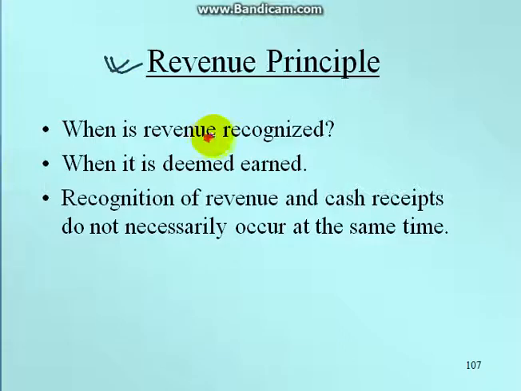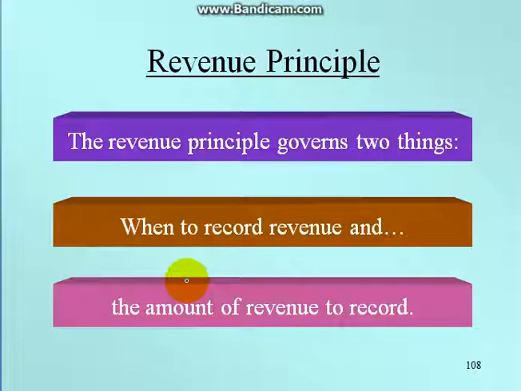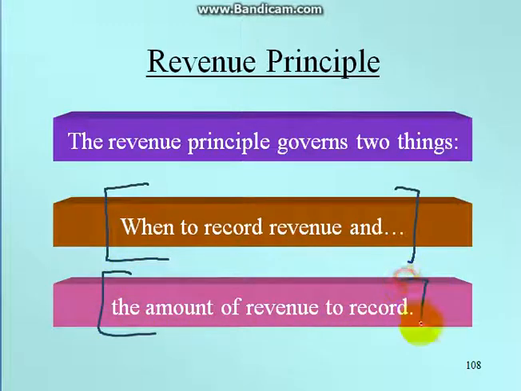Now what is a revenue principle? So when is revenue recognized? When it is earned, and recognition of revenue and cash receipts does not necessarily occur at the same time. So my dear friends, let us look at how the revenue principle works. The revenue principle governs only two things: when to record revenue and the amount of revenue to record.